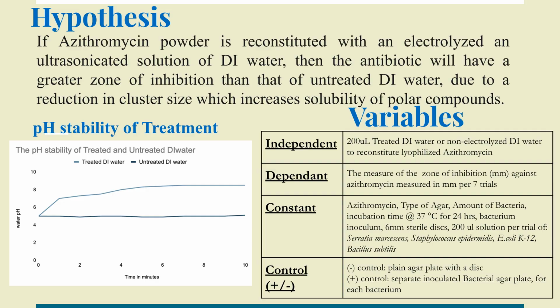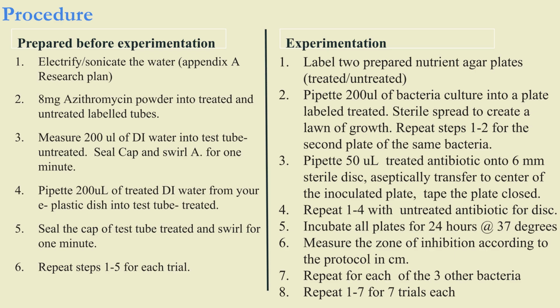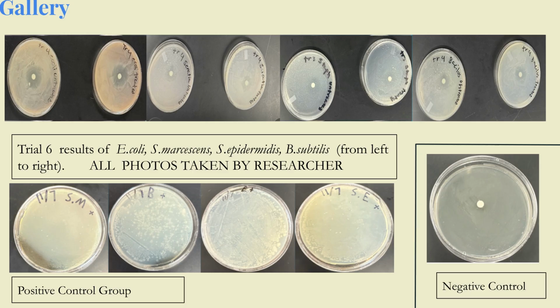On the left of this slide, you can see the pH stability modeled by time, and on the right, you can see the variables for mix. On the left of this slide, you can see preparation before the experimentation, and on the right, you can see the experimentation procedure. Please pause to read, or feel free to view it on my research plan. On the top of the slide, you can see trials 3 and 4 for my 4 bacteria. On the bottom left, you can see my positive control group, and on the bottom right, my negative control group.